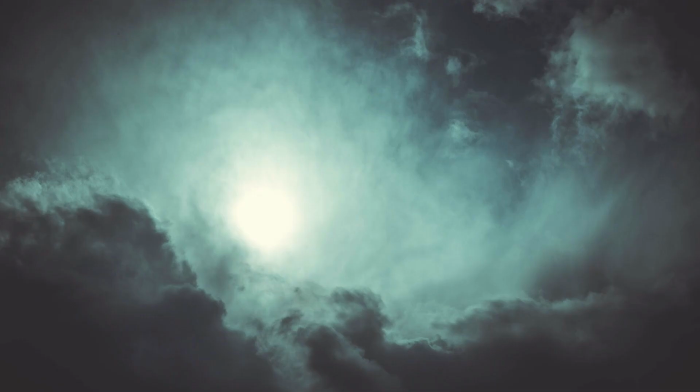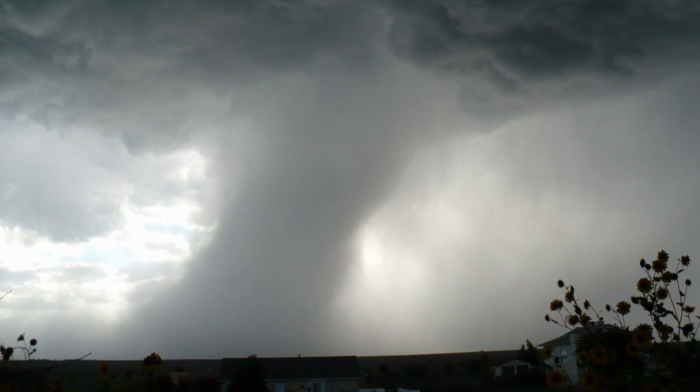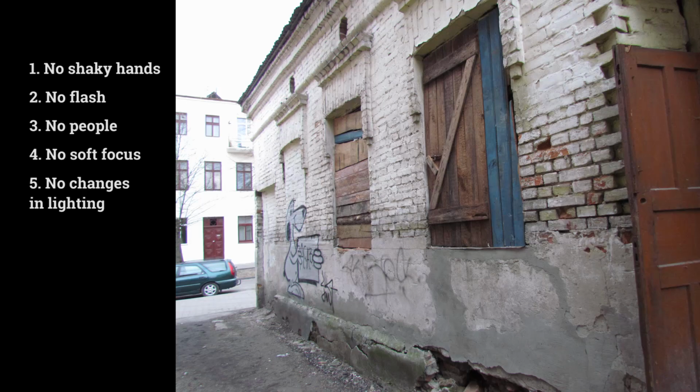Okay, and the next step is to wait for shitty weather. Because for photogrammetry, you absolutely need to have no shadows on your models. Because you will relight stuff in Blender, and if the model has baked shadows, that won't work. And the next step is to go to the location and take photos.